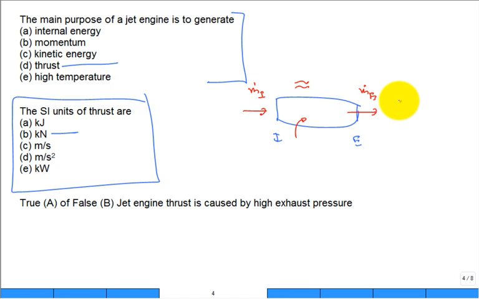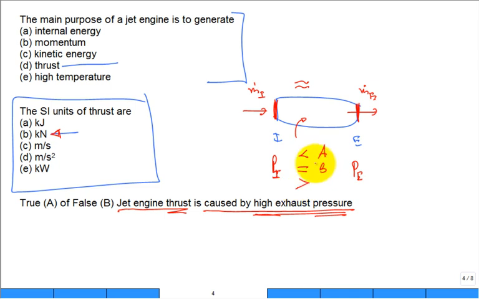Okay. Now, somebody says the jet engine thrust, having units of force, like newtons, is caused by high temperature. No, high exhaust pressure, not high exhaust temperature. So the pressure over here compared to the pressure on the intake. If I had a clicker working, I'd say, hey, is the pressure on the intake less, equal, or greater? Answer A, B, or C. The pressure on the intake versus the pressure on the exhaust. Is the pressure on the intake less than the pressure on the exhaust, or equal to, or greater than? So answer A, B, or C.